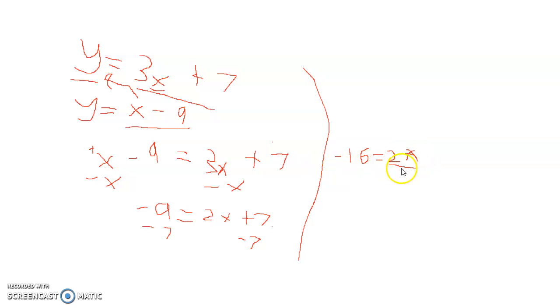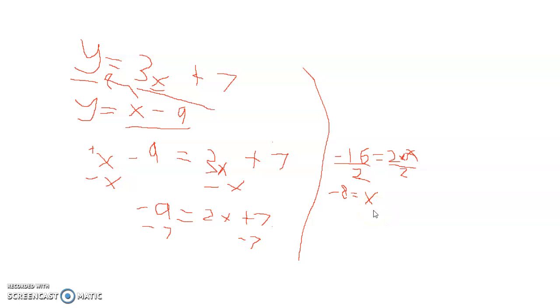We're going to divide this by 2, since we want to keep the variable by itself, and it's 2 times x. So we need to divide that to cancel out the 2, and if we divide this by 2, since we need to do it to both sides, we would get negative 8 equals x.